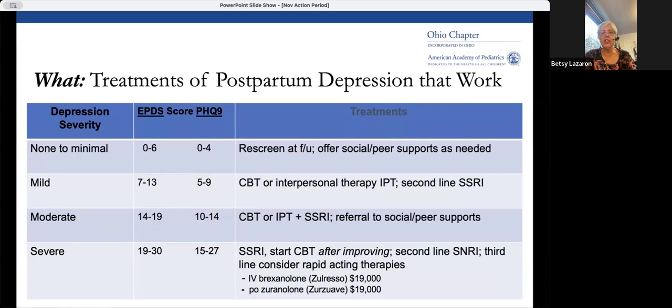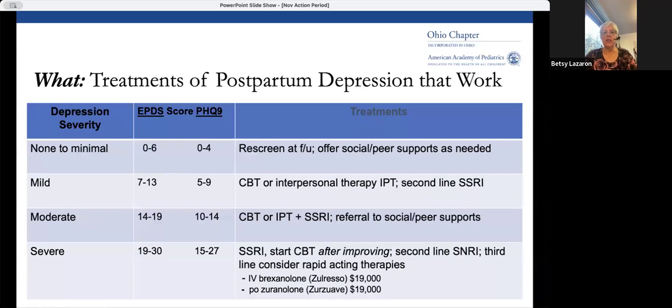If you have moderate depression, this is somebody who really needs it all. They need both. They need counseling and they need medication. And you might want to refer to peer or social support network as well, so that they've got more people to lean on. If it's severe depression, those moms that you're worrying have postpartum psychosis, may be at high risk for harm to themselves or others.